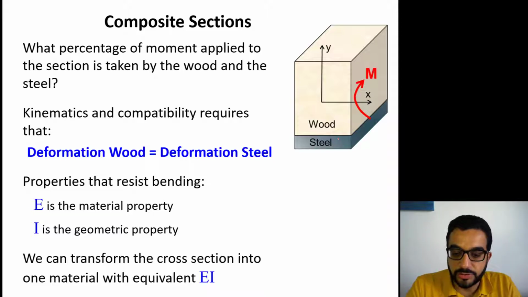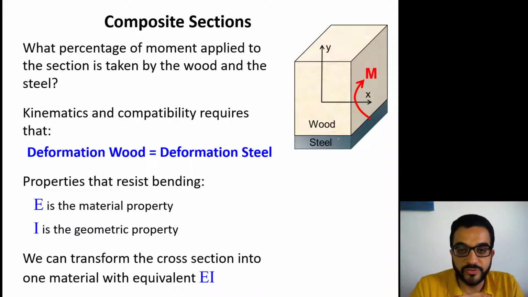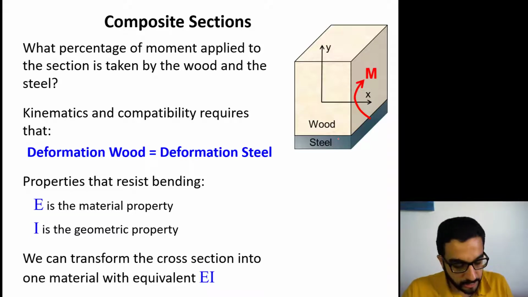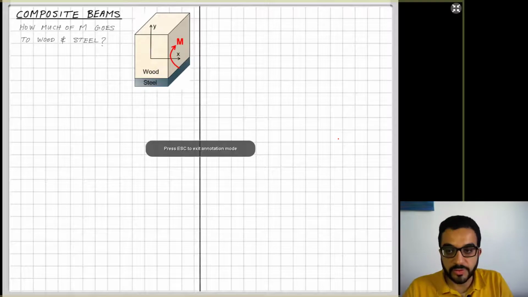So the idea is we will transform this cross-section that's made up of wood and steel in a way that allows us to analyze stresses of the same material, but maintain the same resistance to the moment. So when I transform the section, it will still have the same EI values. I will show that by working through this specific example on this board.